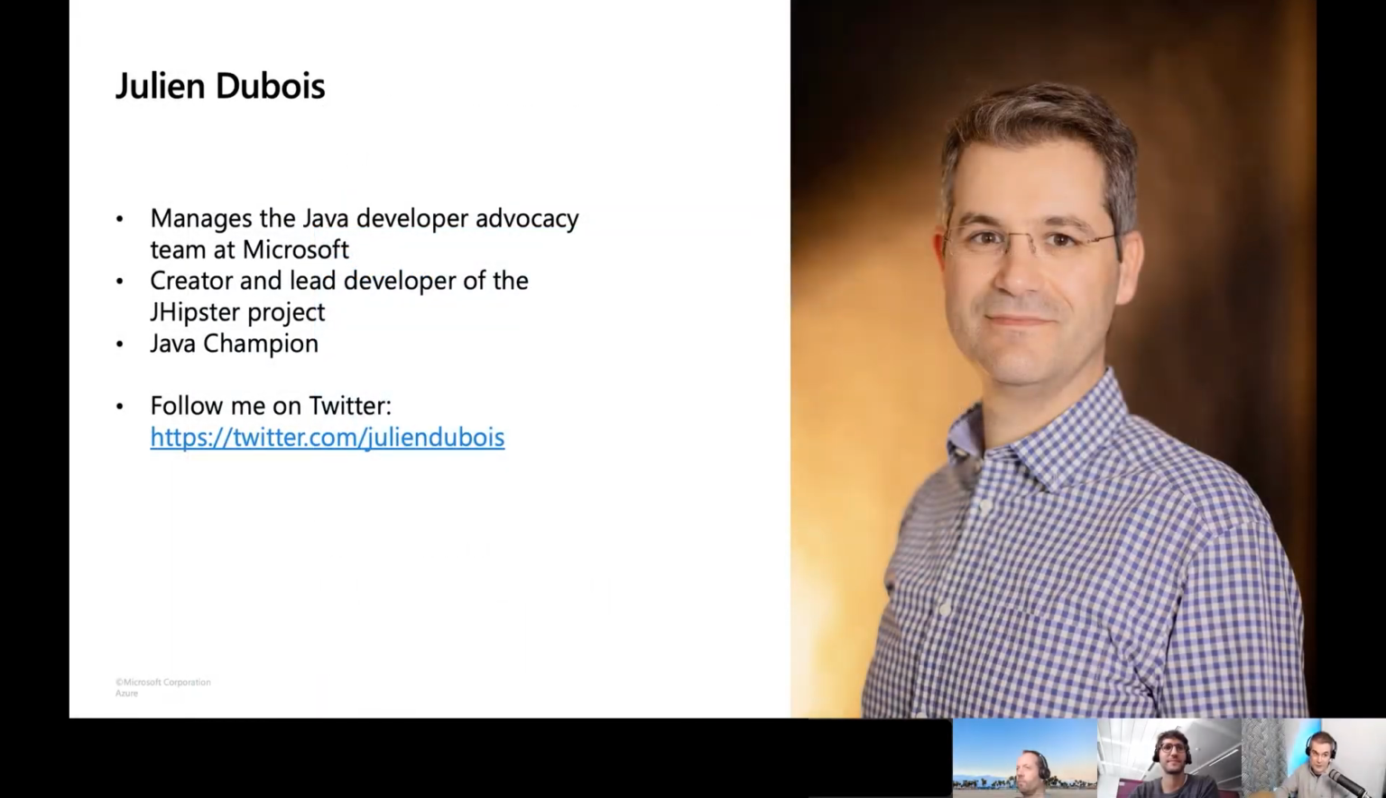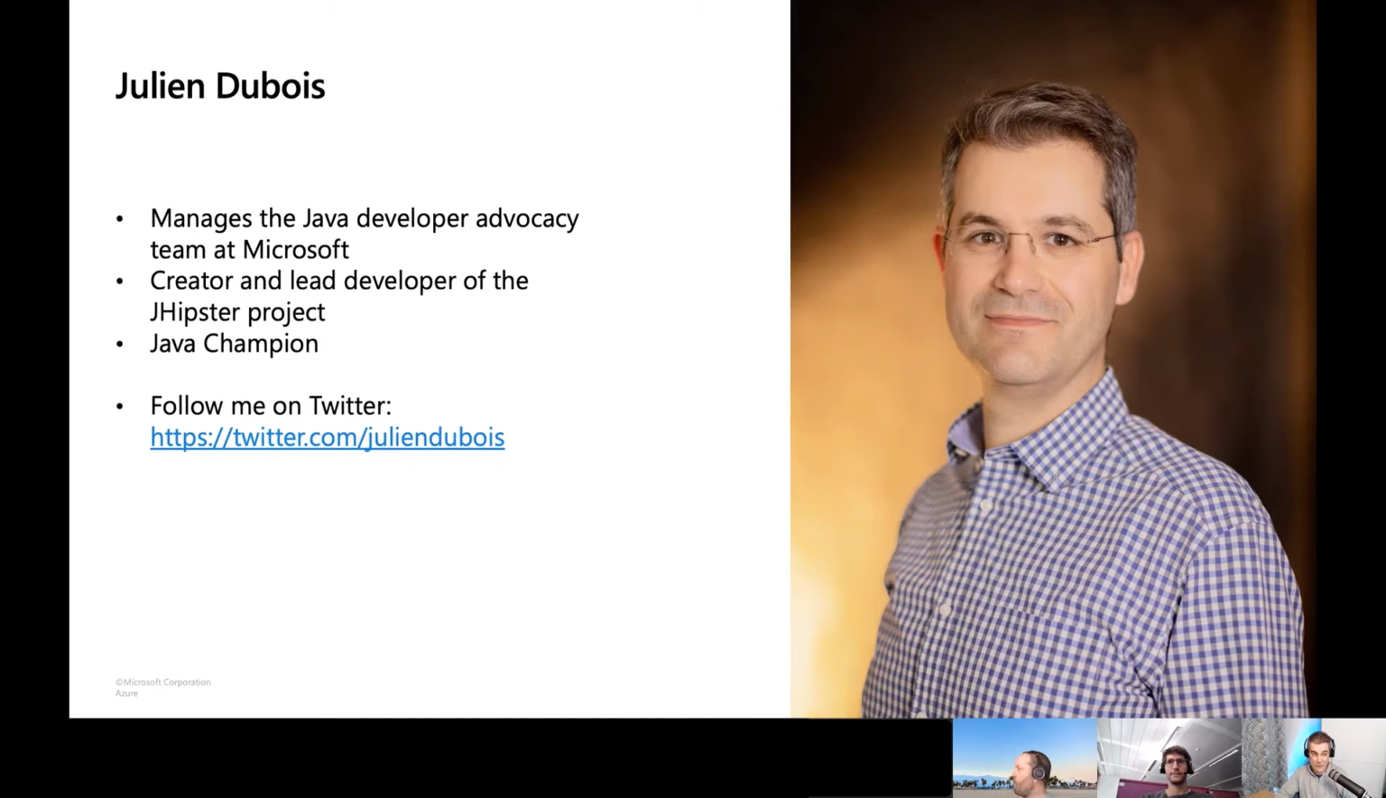As you said, I'm Julien Dubois. Today I work at Microsoft where I manage the Java developer advocacy team. We're a team of Java experts, and our aim is to make Java developers happy on Azure, and of course to make Azure easier for Java developers. So it's a two-way communication. We show what Azure has got to offer, but we also listen to developers to improve Azure with regards to what people would like to have.